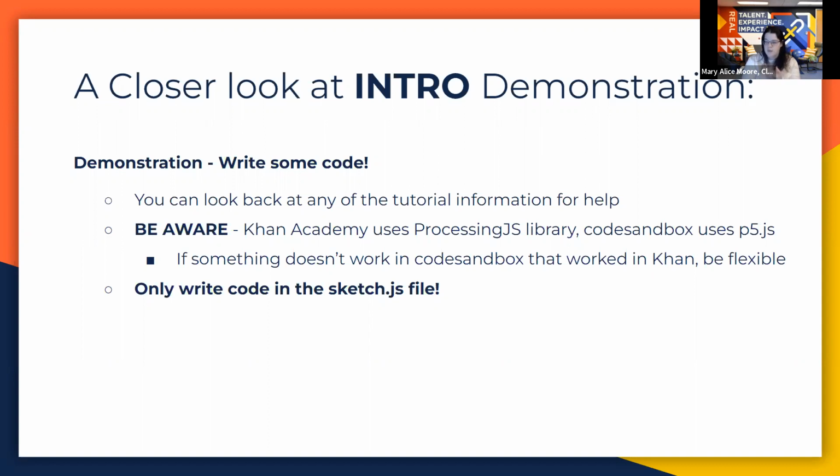Just be aware, Khan Academy uses something called the Processing.js library, and Code Sandbox uses the P5.js library. So there may be some things that, if you copy and paste from Khan Academy to Code Sandbox, might break, because it's using a different library that defines what a shape is, for example. So just be aware, if something's broken in Code Sandbox that worked in Khan, then be flexible. Maybe you want to take that element out or find a different way to draw it or build it. You'll only write in the sketch.js file, and that'll make more sense when you see the visual now of how that works.